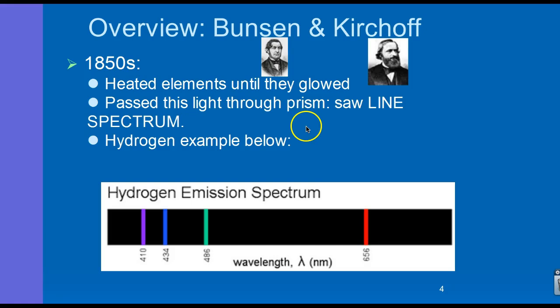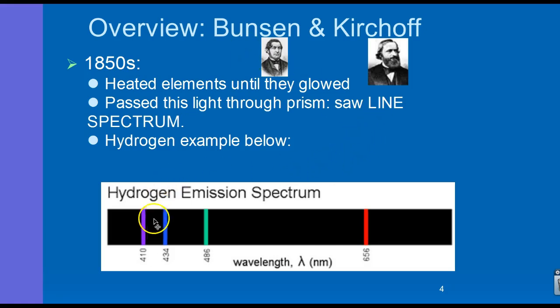And then came Bunsen and Kirchhoff. They heated individual elements, for example, ones on the periodic table, probably not all of them, until they glowed. And they passed this light through a prism, and they saw a line spectrum. They were using special equipment; I don't think they were using just their eyeballs. Anyway, they didn't see a rainbow like Newton had when he passed light through a prism.